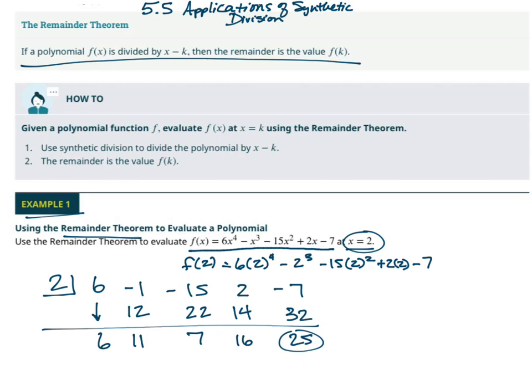Anybody got a calculator on them? Anybody that's fast that can plug in a 2 to this function and check it for us? Oh, wow. Rock, paper, scissors. Somebody get up and go get a calculator. I'm not making eye contact. Y'all hurry. 25. F of 2 is 25.